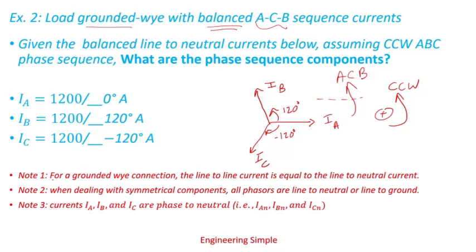So these are just general notes. For a grounded Y connection, a line-to-line current is equal to a line-to-neutral current. When dealing with symmetrical components, all phasors are line-to-neutral or line-to-ground. Currents in phase A, phase B, phase C are phase to neutral. That is A to neutral, B to neutral, and C to neutral.